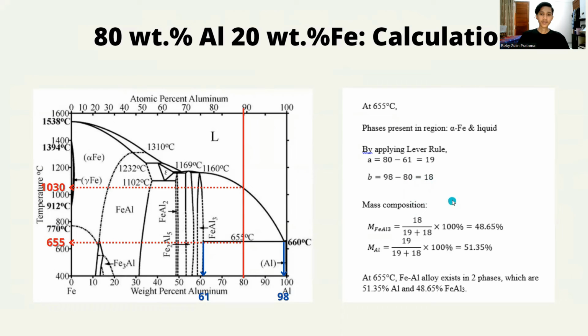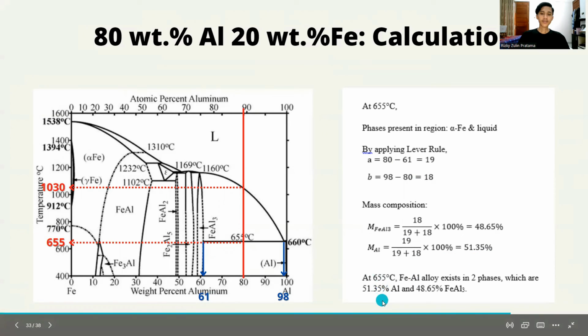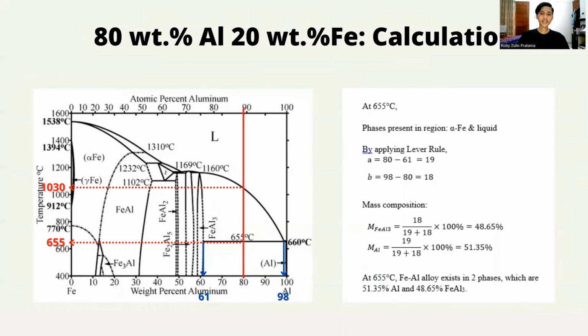For the mass composition, we can see in the picture. First, for the FeAl3, it equals A over A plus B. The result is 88.65%, and the mass of Al is 19 over 19 plus 18, which becomes 51.35%. So at 655 degrees Celsius, the FeAl alloy exists in two phases, which are 80.35% of aluminum and 48.65% of FeAl3.